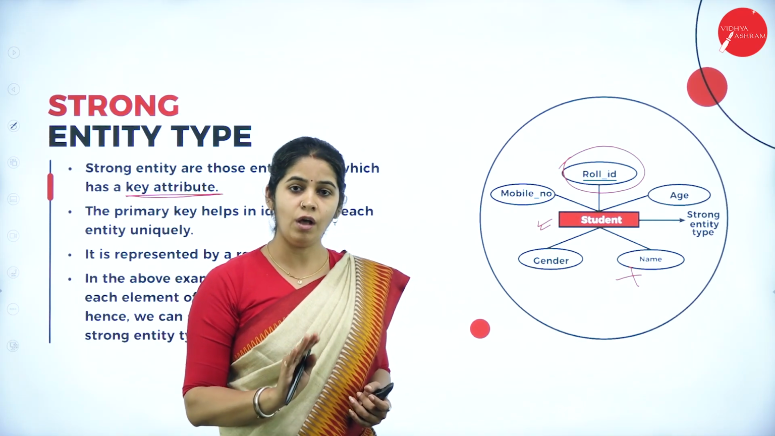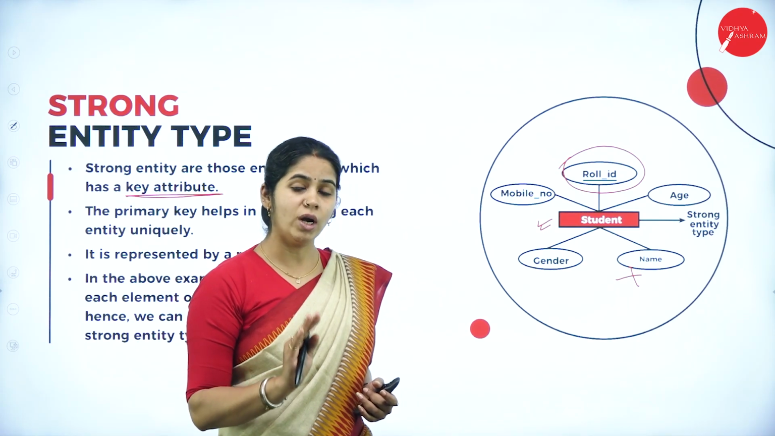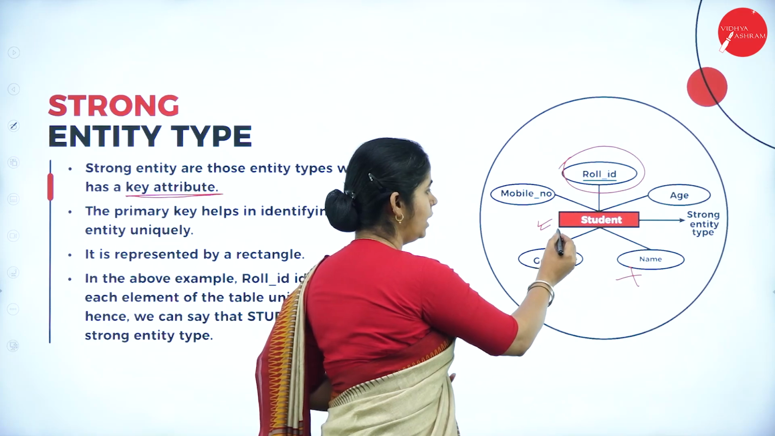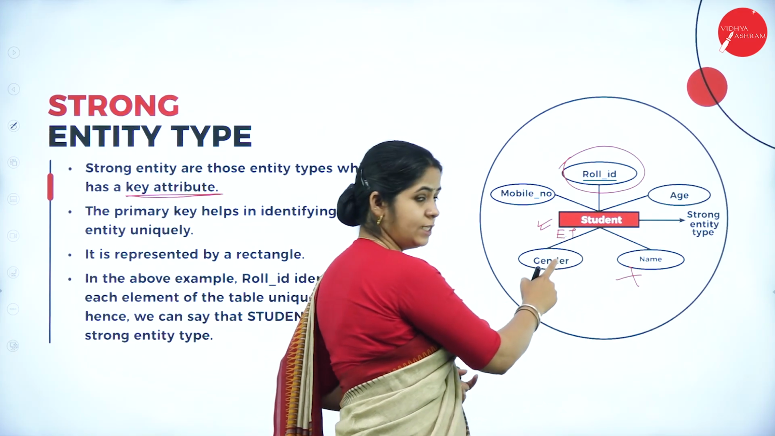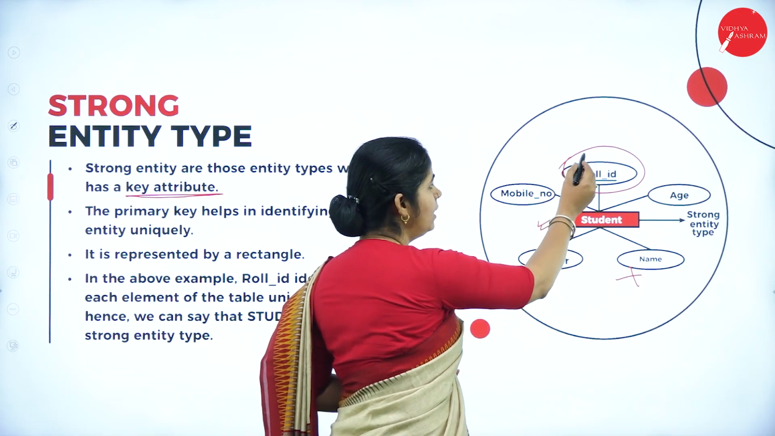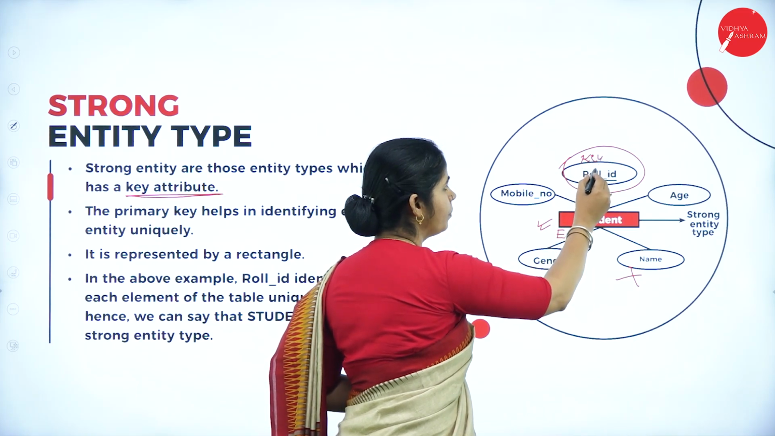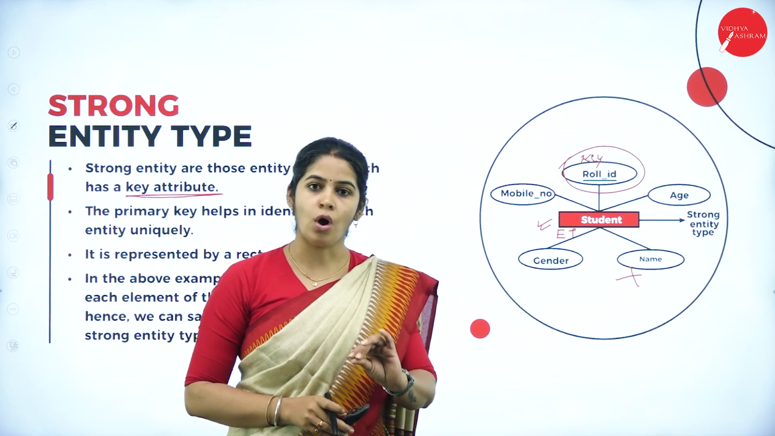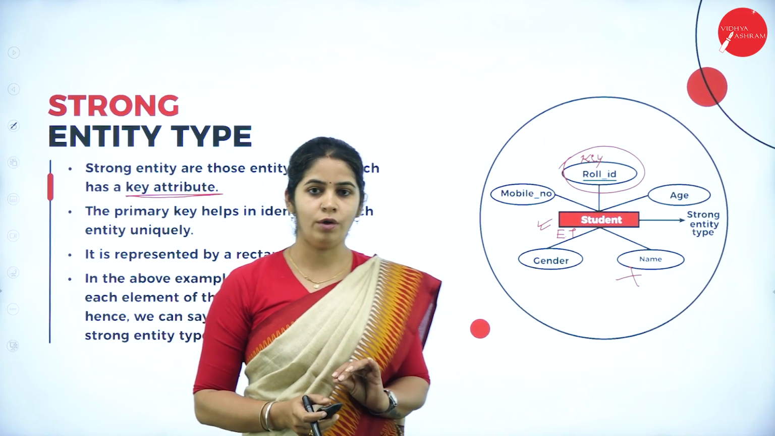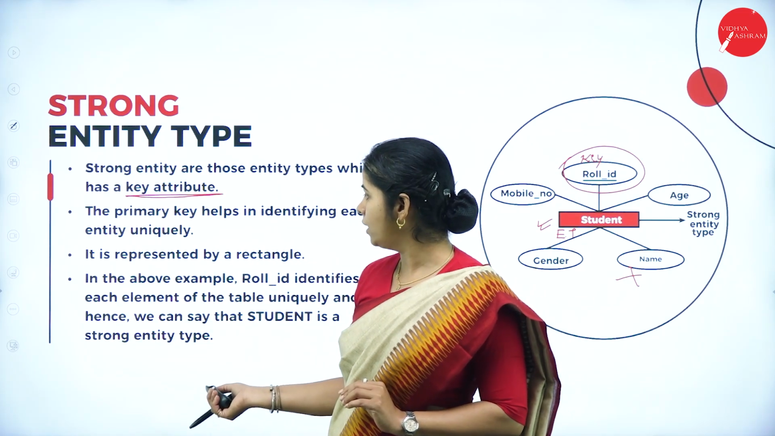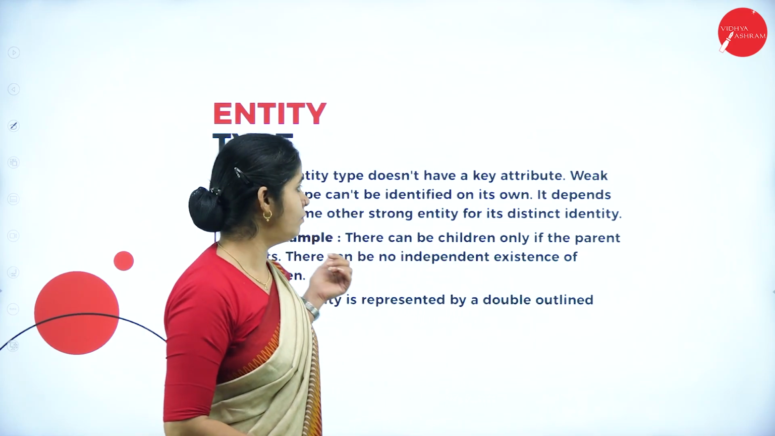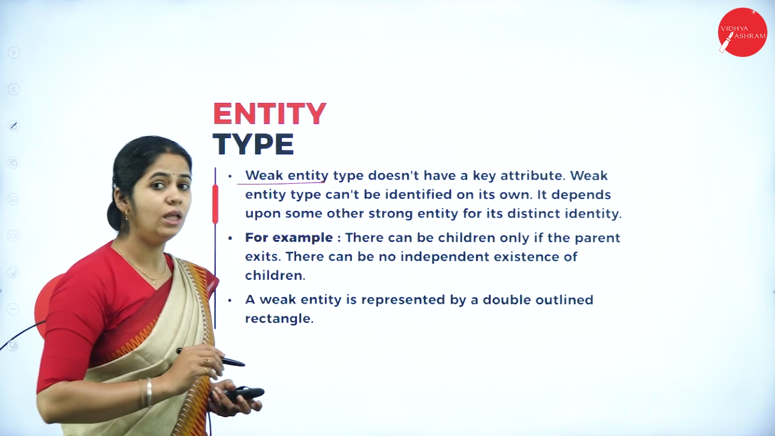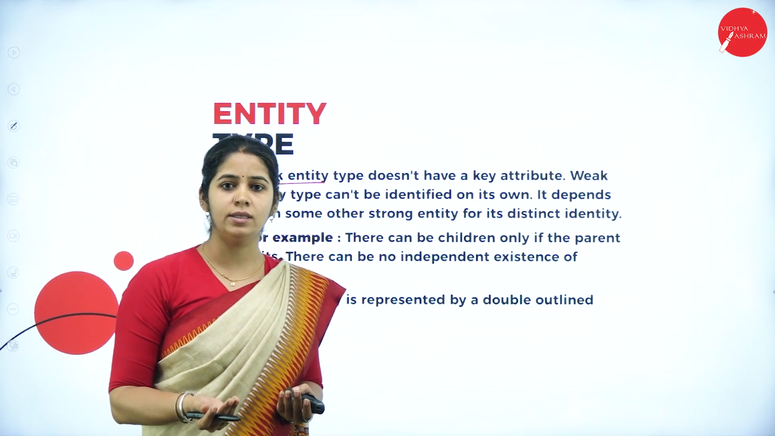The complete agenda of this is to say what a strong entity type is. An entity type which has a key attribute is called a strong entity. Hope all of you understood that. What is a strong entity? Then one more type we have is the weak entity. What is a weak entity? The opposite of a strong entity, right?